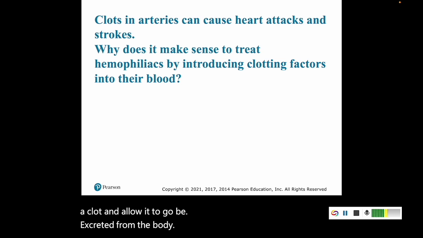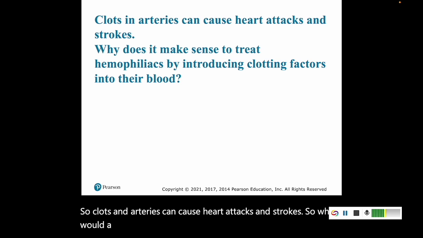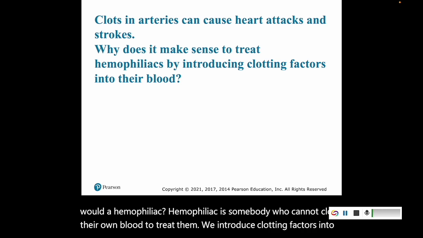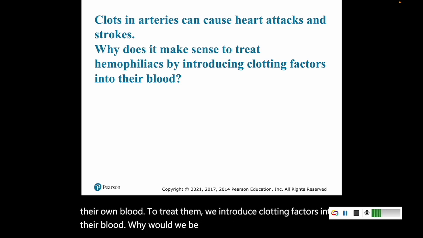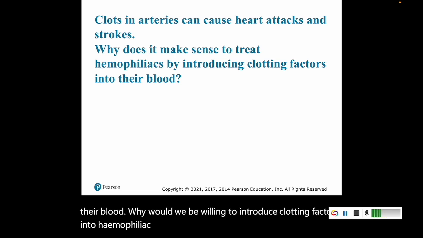So clots in arteries can cause heart attacks and strokes. A hemophiliac is somebody who cannot clot their own blood. To treat them, we introduce clotting factors into their blood. Why would we be willing to introduce clotting factors into a hemophiliac when we know a clot could cause heart attacks and strokes?